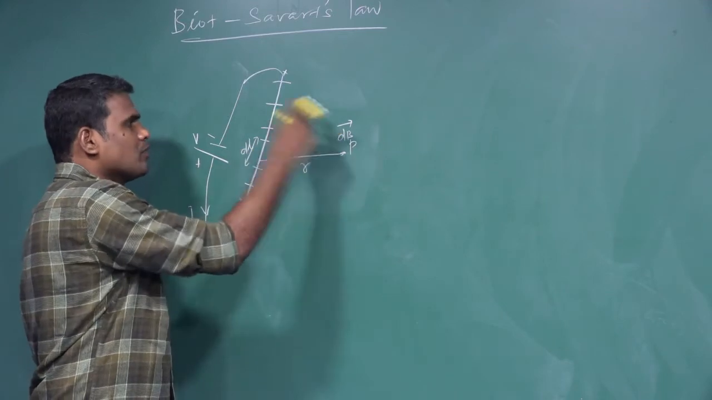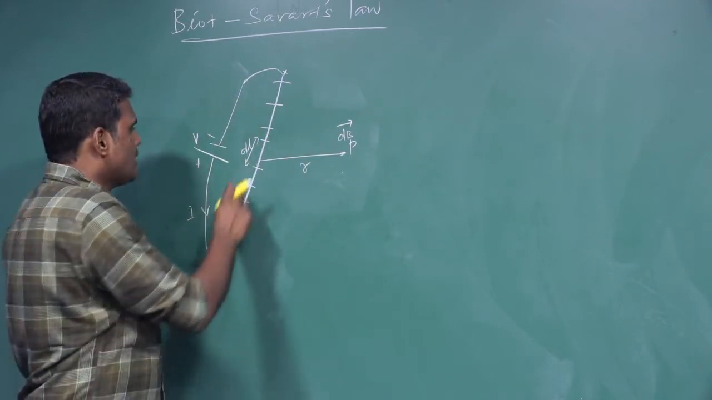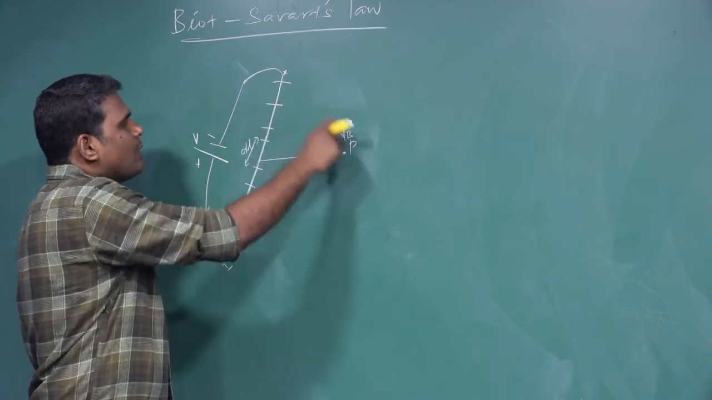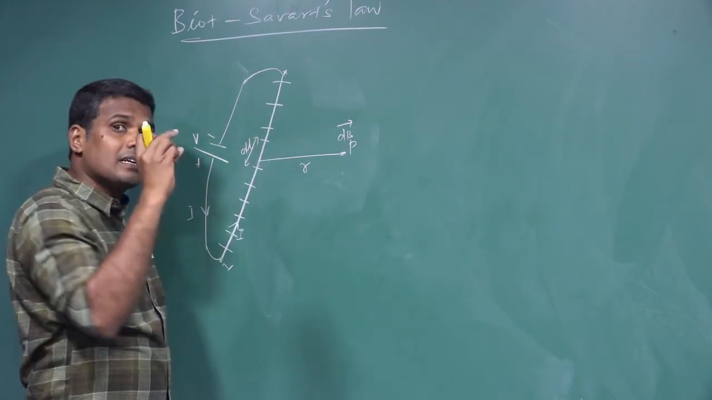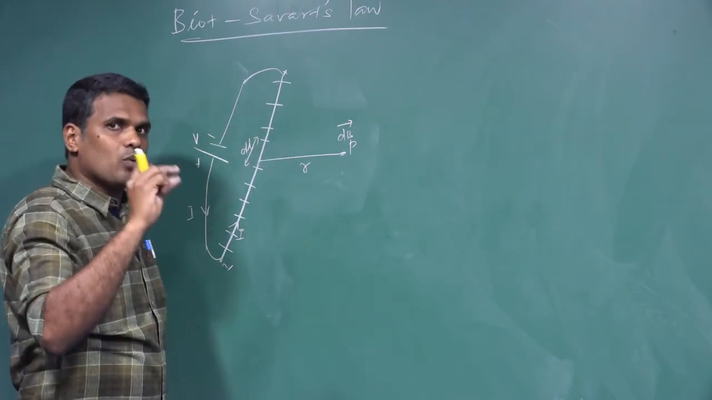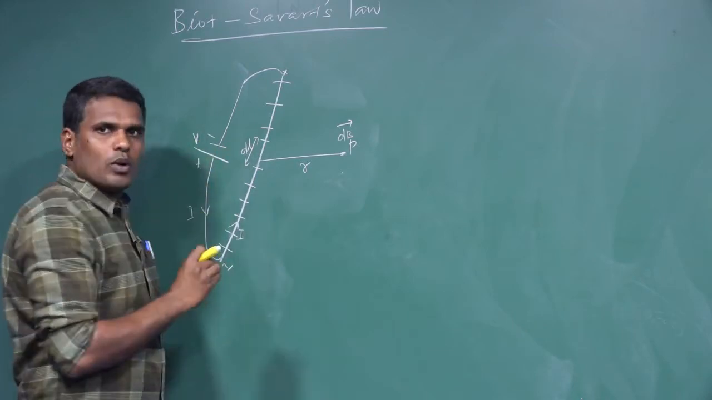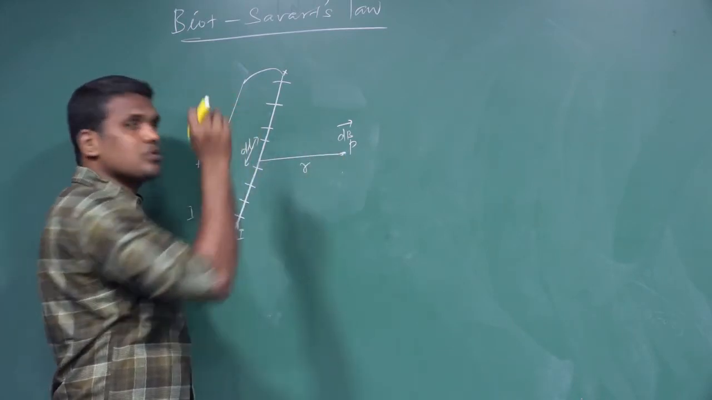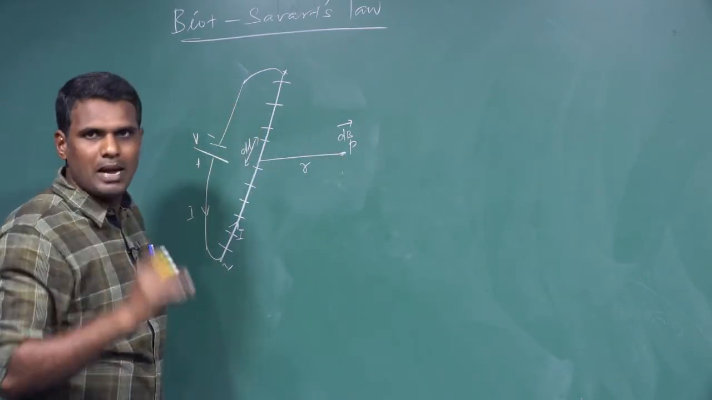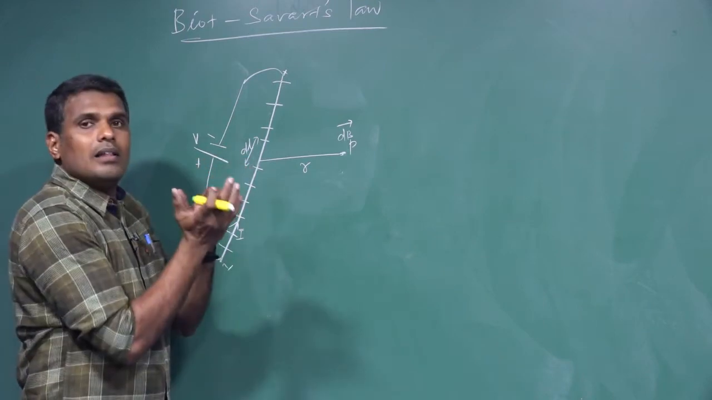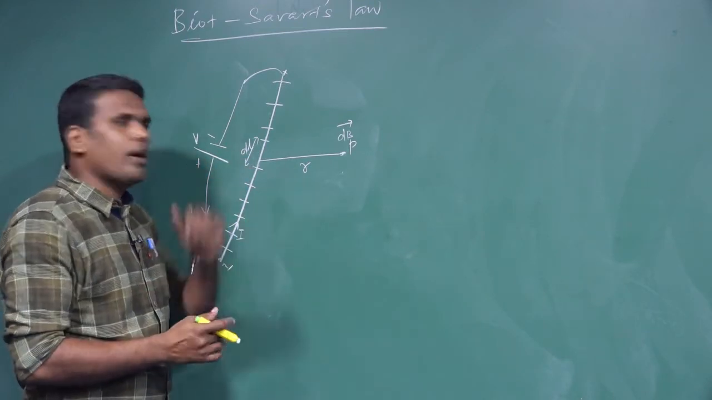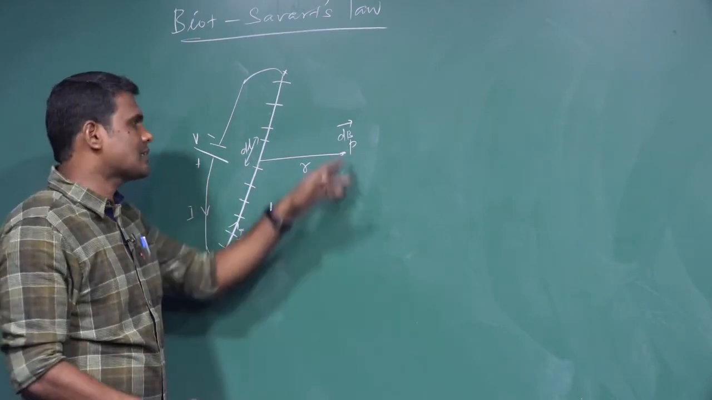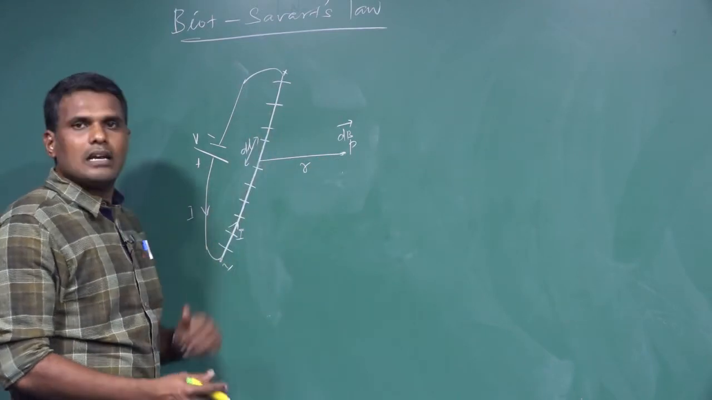If this dl produces the magnetic induction dB, then all the elements will produce the same amount of magnetic induction if the elements are of equal lengths. If the elements are of equal lengths, then the magnetic inductions produced at the point P will also have the same magnitude. If you add up all the magnetic inductions at the point P, then you will get the total magnetic induction at the point P due to the entire length of the conductor.